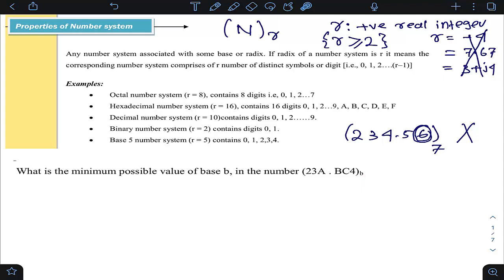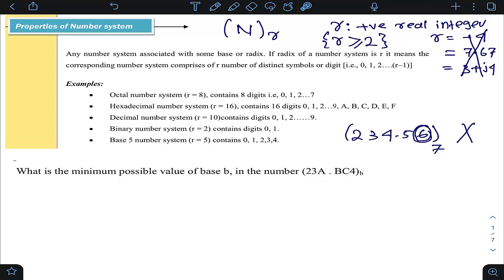When I ask this question in class, many students reply that the answer is 16, because in the popular number systems, the alphabets A, B, C, D, E, F are used in the hexadecimal number system, and because A, B, C are used, it is representing the hexadecimal number system. Okay, but is that the case?